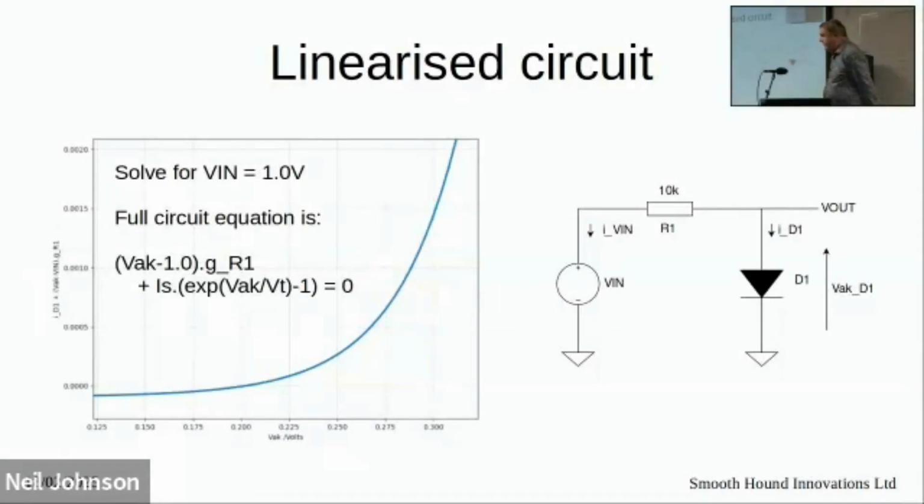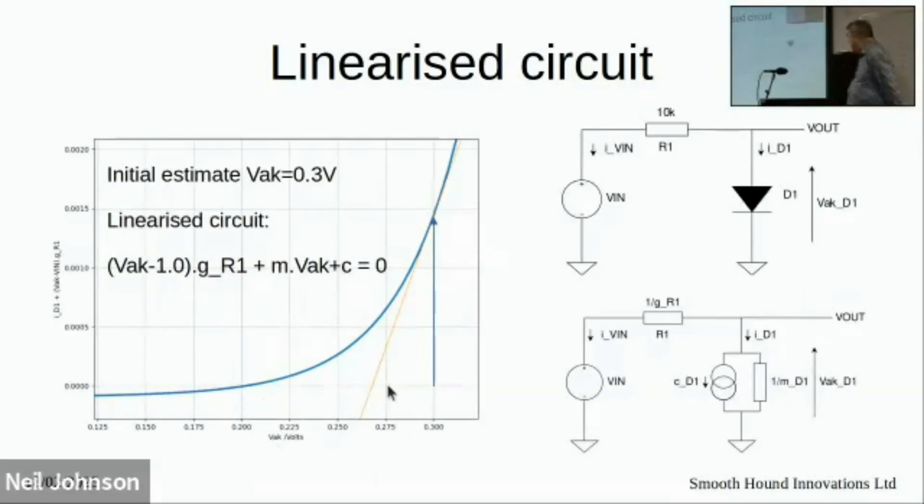If we want to solve that at, say, V in equals 1, we can draw the curve on the left there, which is that equation, the system equation, and find where it intercepts 0. Okay, that's the intercept point there.